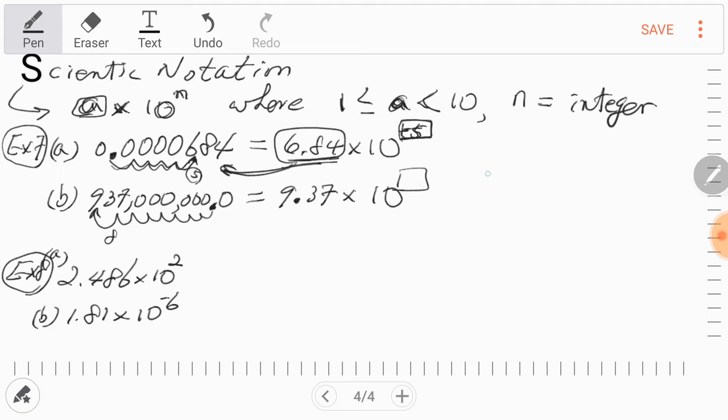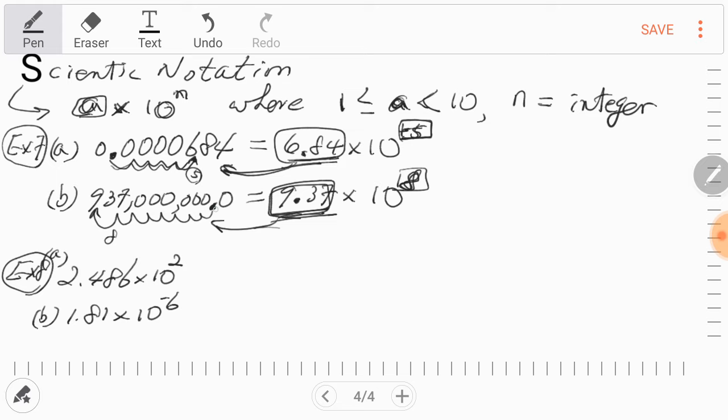Then what is the sign of the exponent? Okay, let's check this. I want to make this number large, very, very large. Then the exponent is positive. So it's going to be positive 8. So in order to make this number smaller, the power is negative. If you make the number larger, then the exponent will be positive.